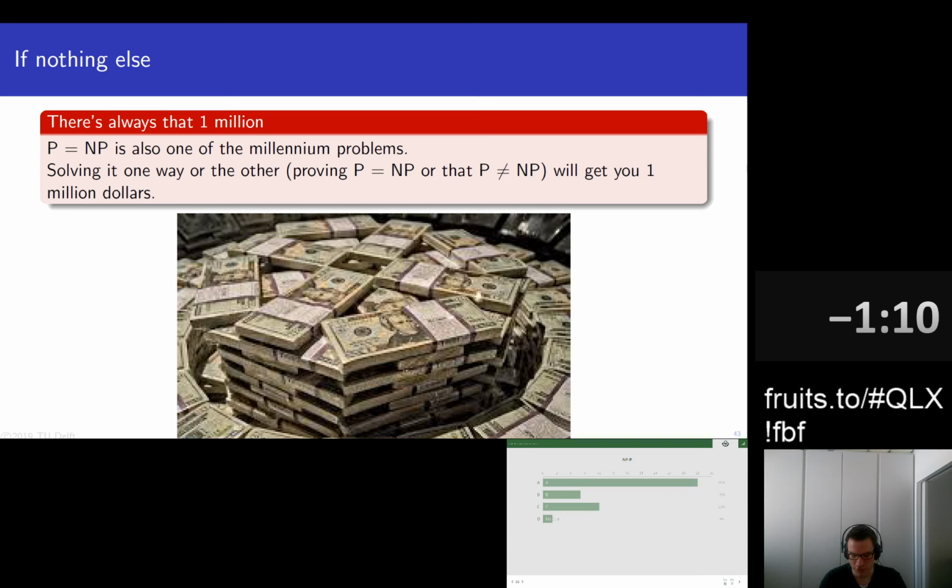Now, if that is not enough of a reason to care, of course, remember that this is also one of the Millennium problems, and that solving it one way or the other, right, showing either that P equals NP or that P does not equal NP will get you $1 million. So if you don't do it for the science and you are interested in the money, this could be a good reason to consider doing so.